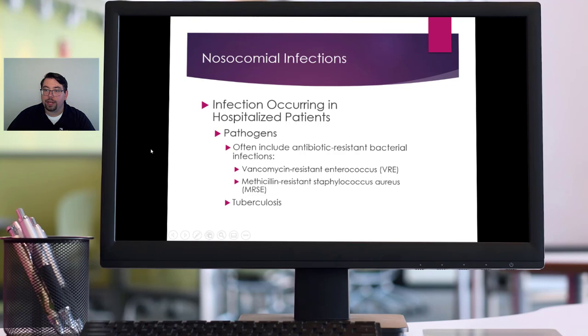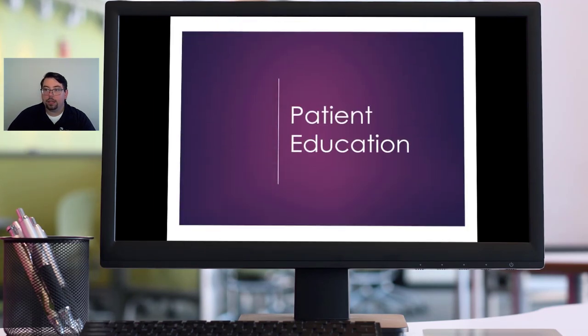Nosocomial infections, these are hospital infections. These are typically going to be antibiotic-resistant infections because they're hanging out inside the hospital. They're ready to go. These are primarily going to be, again, antibiotic resistant, and they're going to be found in the hospital, and something that you don't want to get if you can help it.